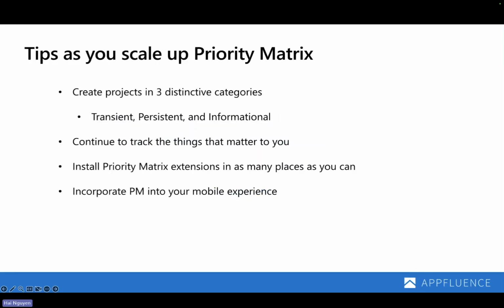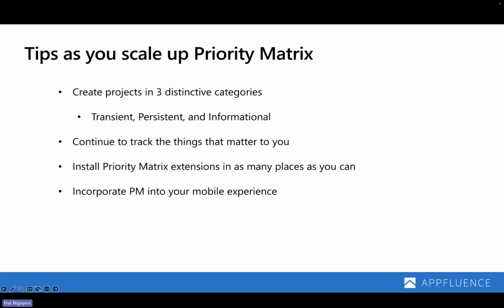A couple of tips as you scale up Party Matrix. I imagine, for those who have been using Party Matrix for a long time, as you increase the number of projects, you start wondering, hey, when should I stop adding projects? Or what is a project versus what's not a project? And there's something that I've thought of for even the past decade or so. There are three distinctive categories of projects. So when you're adding a project, you can think of three types of project.